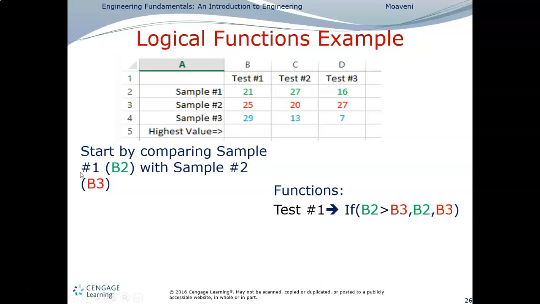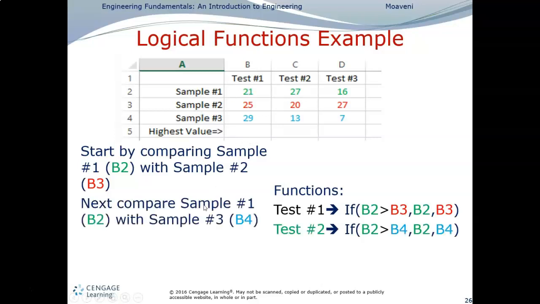So the way we start, we compare sample 1, which is cell B2, with sample number 2, which is B3. So the first test is, if B2 is greater than B3, then B2 is the answer, and if not, B3 is the answer. Keep in mind that we try to keep the cells in order.